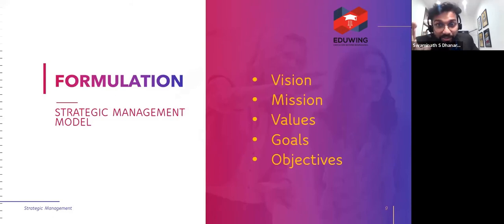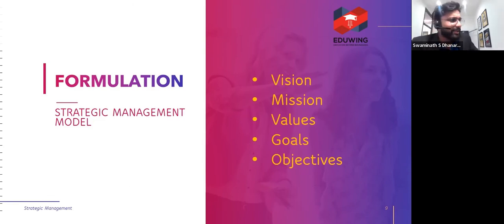We need to have a vision. To achieve this vision, we need to have something called a mission or missions. We need to have our own values. Now I'm talking from the perspective of an organization. We means organization, not persons. A person also has a strategy, but now we are dealing with organization. So an organization should have a vision, a mission to achieve that vision, and values.